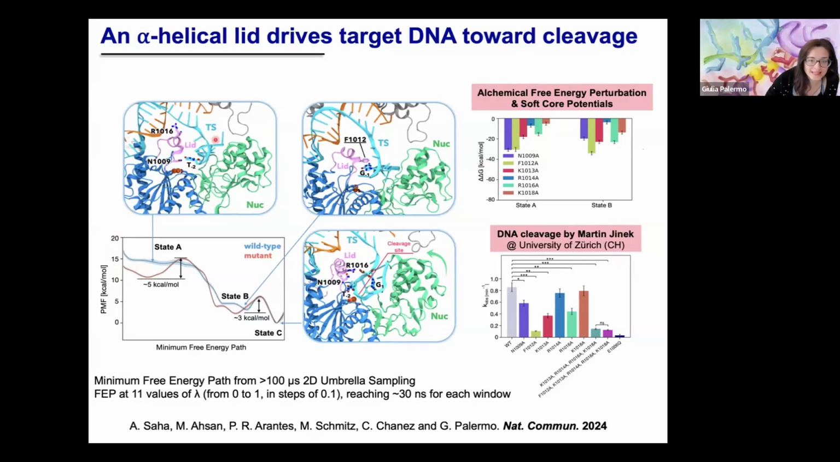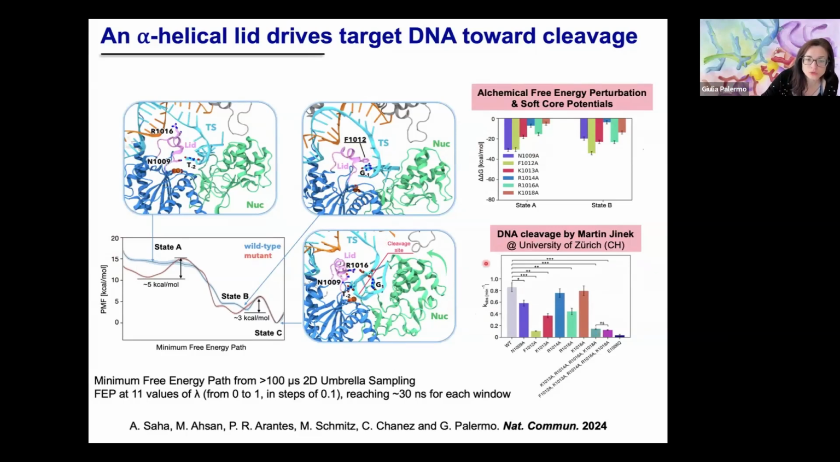Akash also performed alchemical free energy perturbations with soft core potentials to basically measure the contribution of these residues to the free energy of target strand binding. And he found that a couple of residues are particularly important.